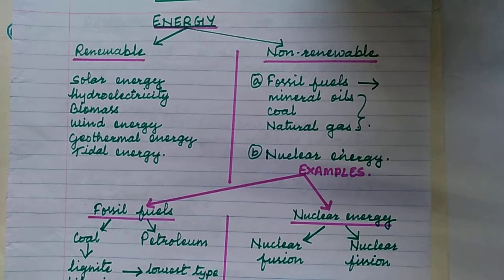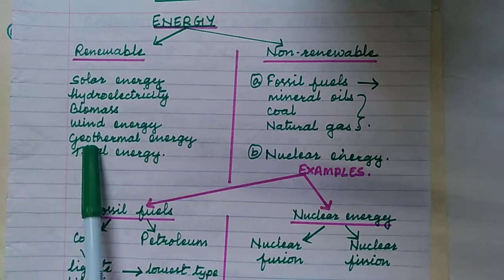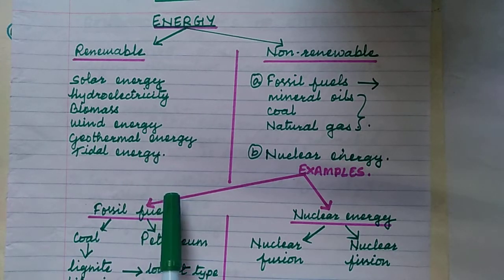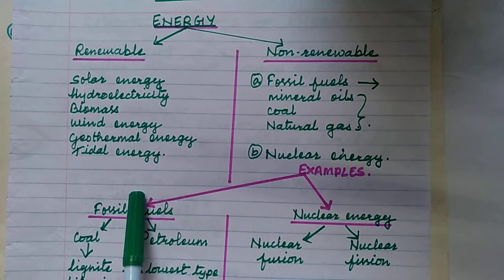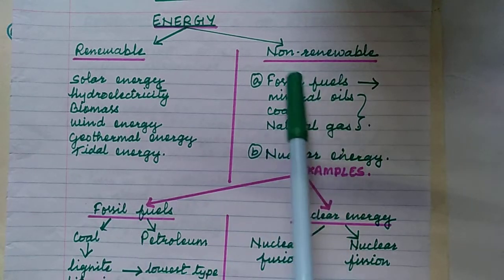Renewable sources of energy examples are solar energy, hydroelectricity, biomass, wind energy, geothermal energy, and tidal energy. Geothermal energy is the energy obtained from deep inside the earth, heat energy obtained from inside the earth. Tidal energy is energy obtained from tides occurring on seas and oceans. So we'll see more on these topics later.